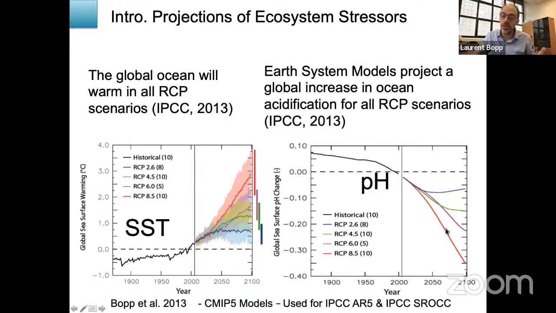In fact, when you force these models with the same atmospheric CO2, they do project very similar acidification, at least for the ocean surface. So what you see here is warming and acidification with much less uncertainty on surface acidification than what we have on the warming side.